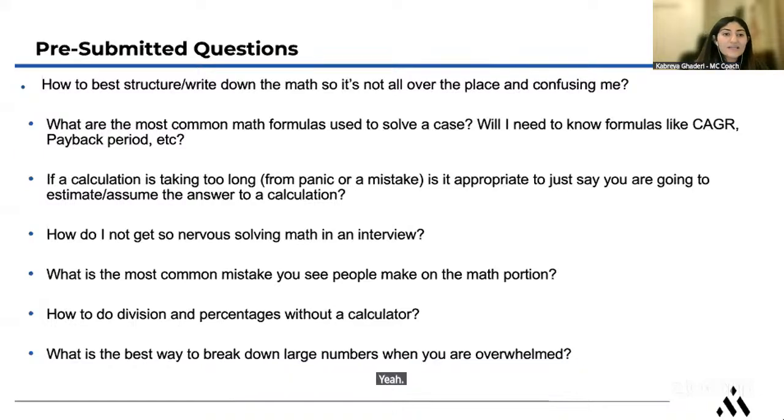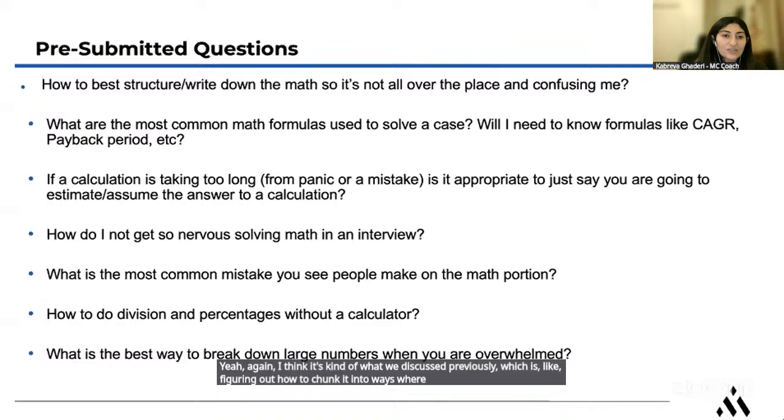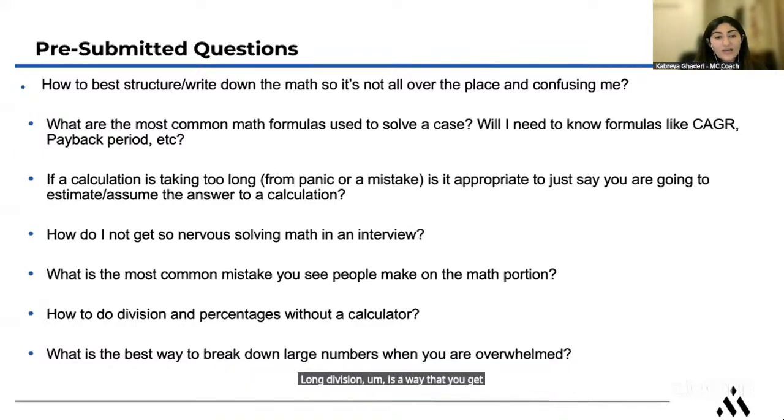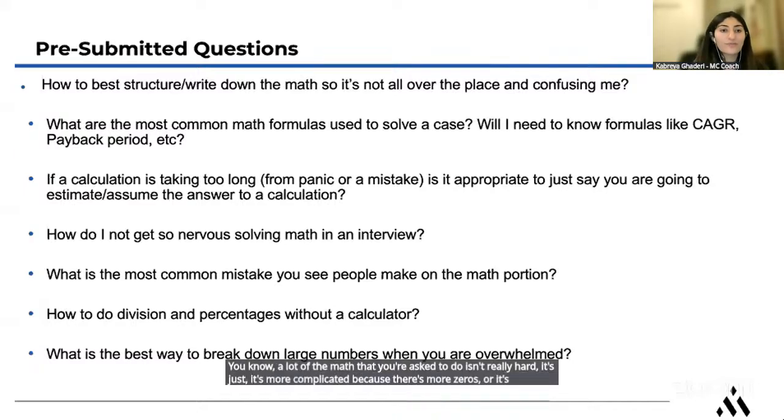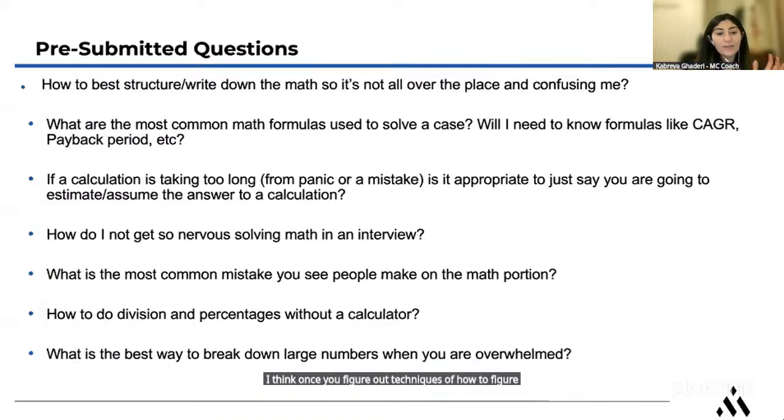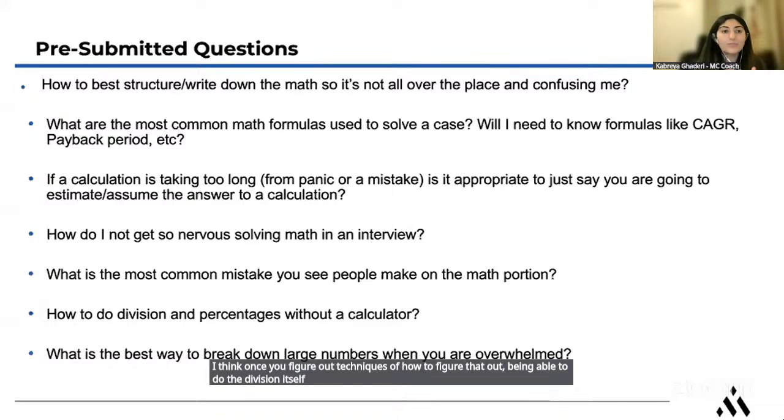Yeah, again, I think it's what we discussed previously, which is figuring out how to chunk it into ways where you're not actually doing long division. And candidly, I think a lot of the math that you're asked to do isn't really hard. It's just more complicated because there are more zeros, or it's a bigger order of magnitude than you're used to. Once you figure out techniques for that, the division itself is pretty simple. We're not going to ask something that gives you a crazy number that you wouldn't be able to naturally calculate via mental math, right?